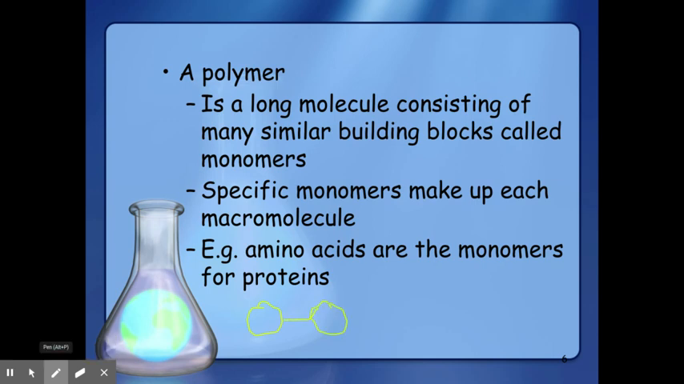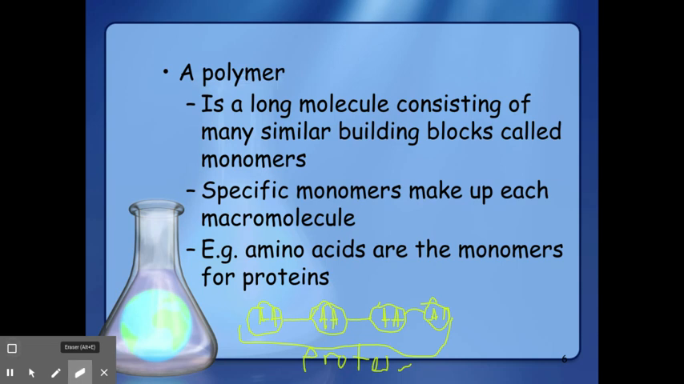So if I were to draw that same diagram again, each one of these would be an amino acid. That's the monomer again. And the whole thing then is a protein. Okay, so just keep that in mind. It's just a specific example of how those terms can fit. All right.